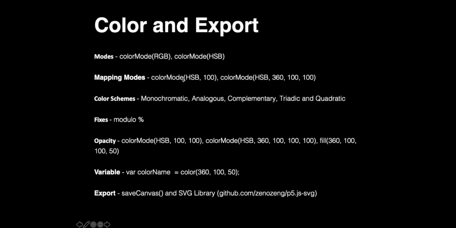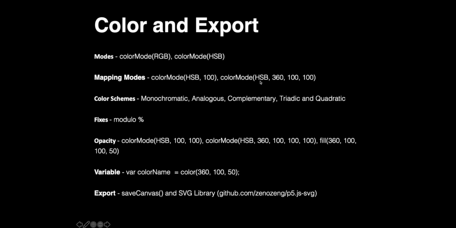Also in the colorMode function, we can change the mapping values. By default, the value is going to be between 0 and 255, just based off of the bits and bytes that we have to work with. But we can change that to be between 0 and 100, or 0 and 360, or 0 and whatever. If we have one value after the color mode that we're using, then it's going to apply to everything. So it's going to apply a range between 0 and 100 to hue, saturation, and brightness. But if we wanted to, we could apply different ranges to those three values.